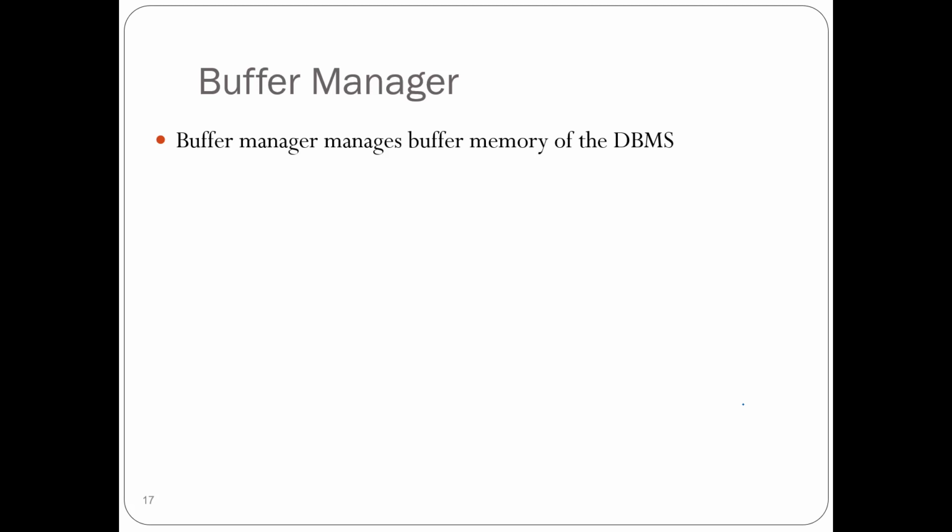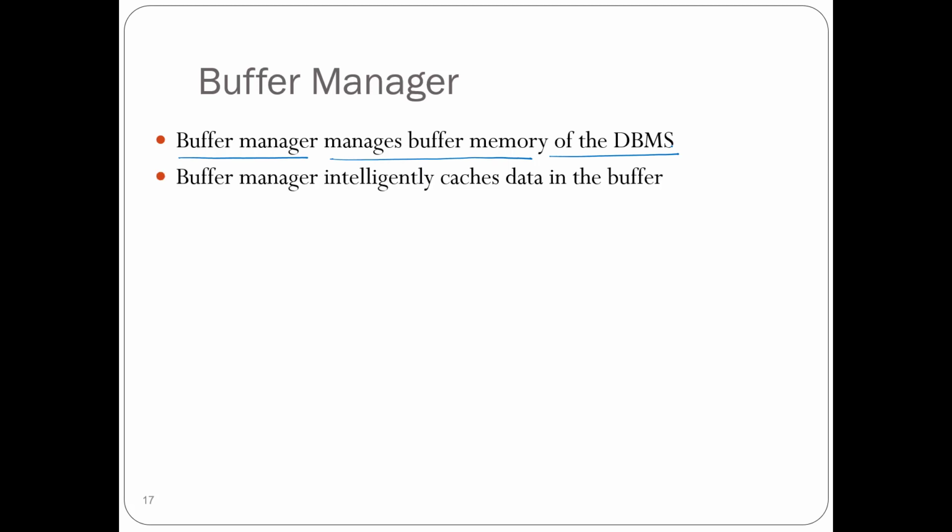Now let's move on to the next component of our storage manager, which is the buffer manager. The buffer manager manages the buffer memory of the DBMS. The buffer is the internal memory, and internal memory is faster. So what is required in order to have efficient access to the data is to prefetch it into the cache, and the cache is the buffer we are referring to. So the buffer manager intelligently caches the data into the buffer.